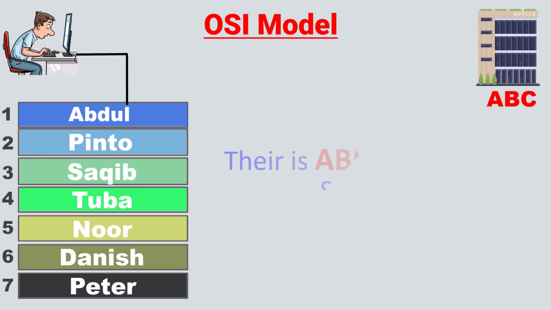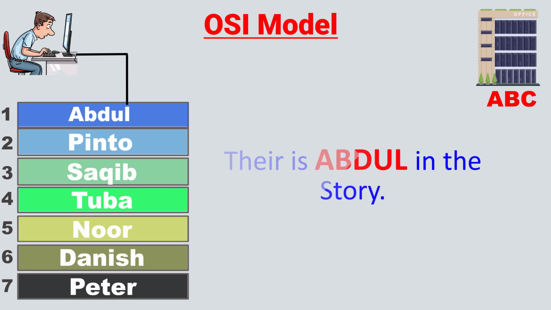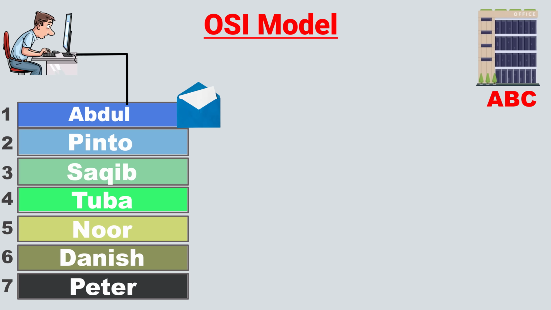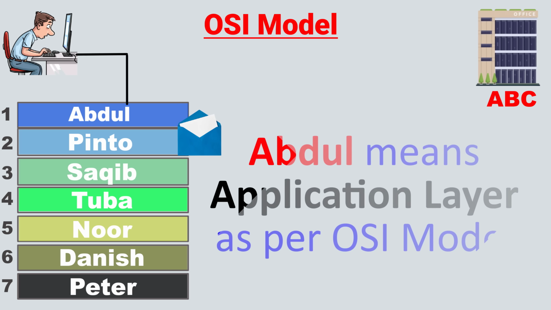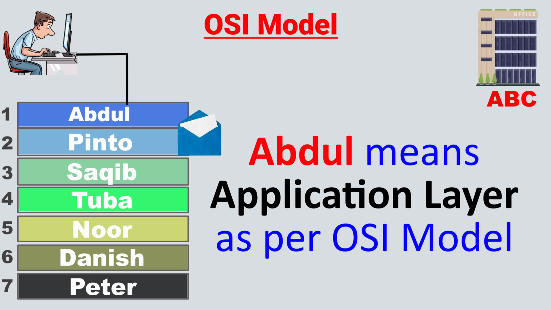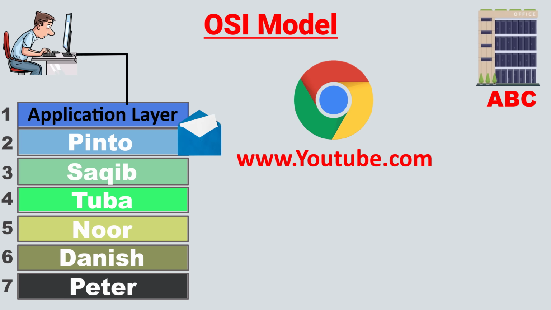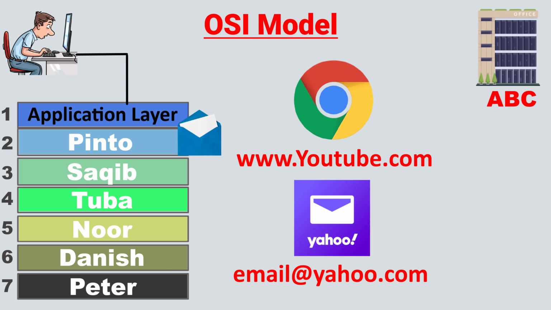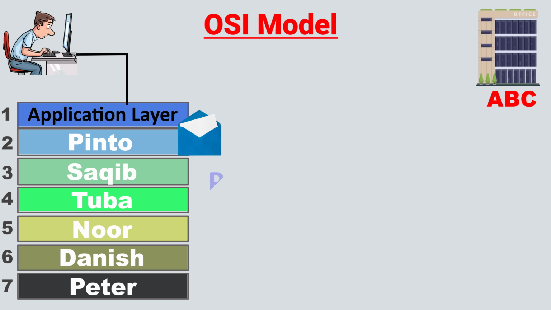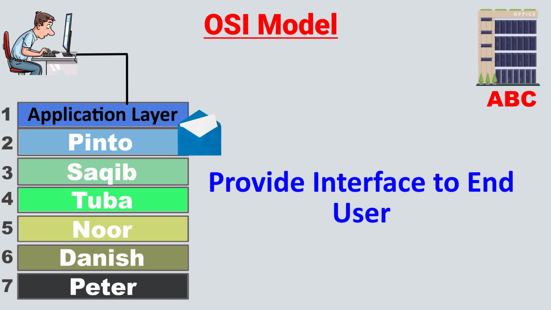So first, there is Abdul in the story. As per the story, Abdul gave 400 pages to Pintu to send to another company. Abdul means the application layer as per the OSI model, and those 400 pages mean any data that a user generates or creates on the application layer. And the application layer's task is to provide an interface to the user.